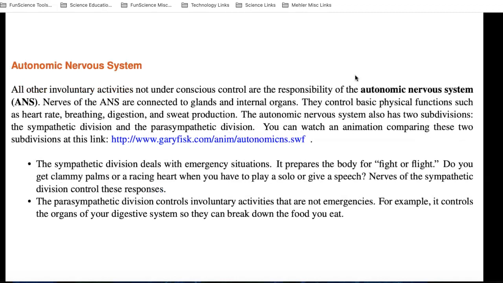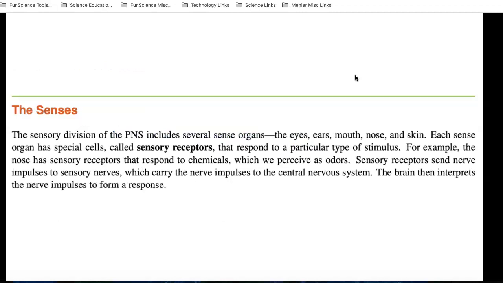The autonomic nervous system, they tend to run the glands and the internal organs. Like when you eat something, you don't have to worry about the muscles in your stomach working the way they should. They just do. And those are under the control of the autonomic nervous system. So make sure you read about this and get the flavor of that.